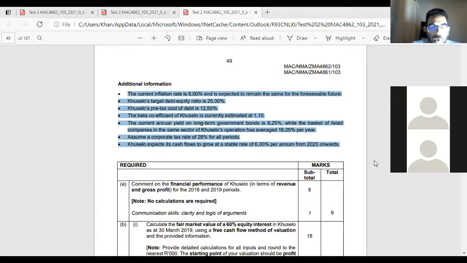So why is this important? Because remember, for free cash flow, we need to get to a present value. We are forecasting numbers into the future, but we need to discount those future cash flows to today, to a present value. In order to discount, we will need an appropriate discount rate. The appropriate discount rate for the free cash flow valuation is the weighted average cost of capital.